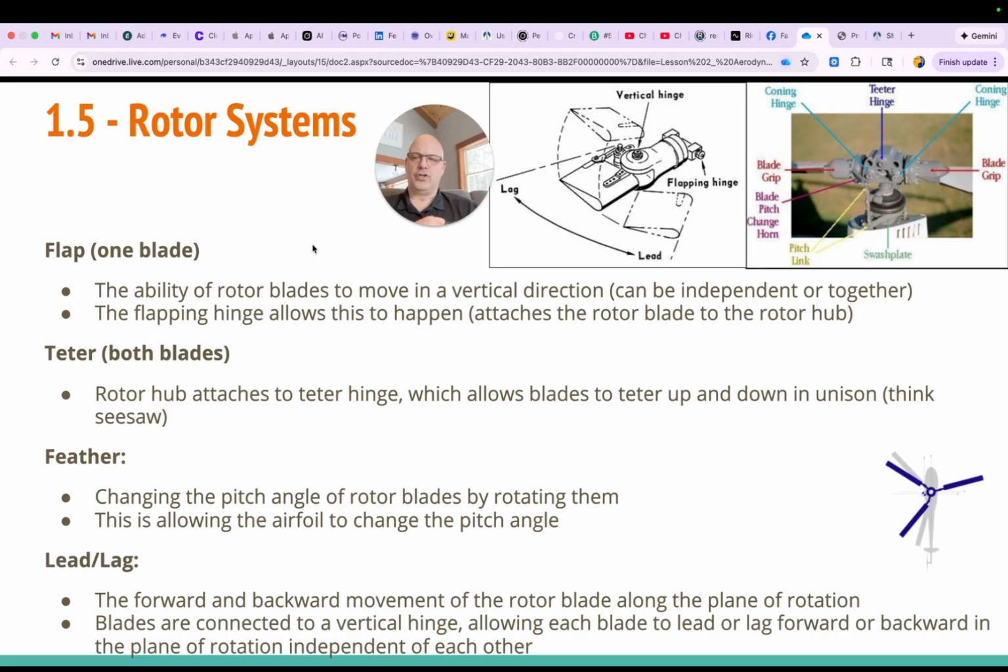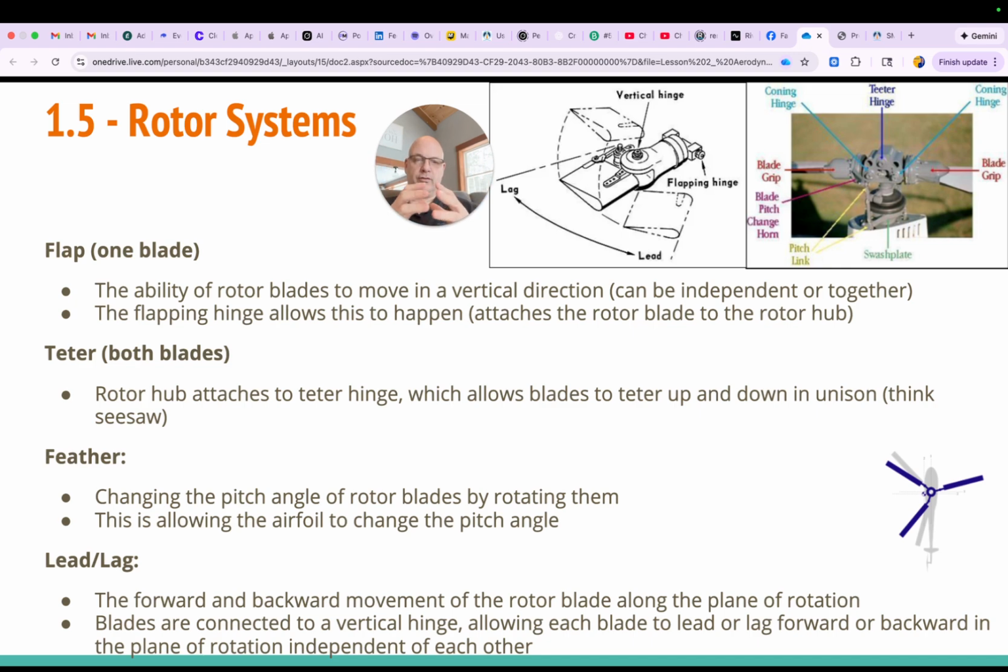So first, the basics for rotor systems, and they play slightly different from one system to another. But there are four things that we want to think about as it comes to the rotor blades. One is the flapping, and it's one blade at a time. It's the ability of the rotor blades to move in a vertical direction, can be independent or together. The flapping hinge allows this to happen, attaching the rotor blade to the rotor hub itself.